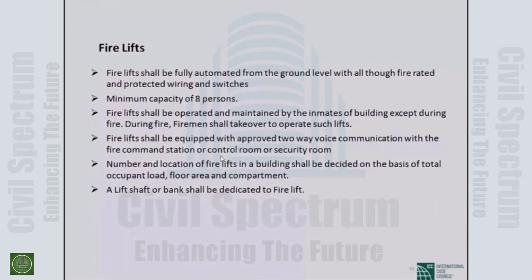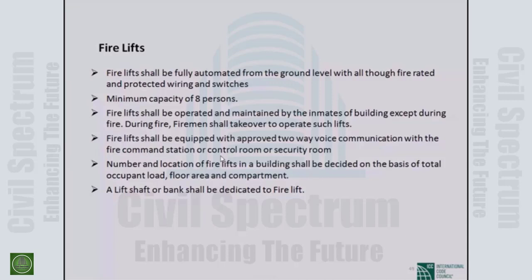Now I would like to talk something about the fire lifts. Actually, fire lift is a very deciding factor because we are now using a lot of high-rise buildings, and they cannot work without a lift. So you need to put a fire lift. If you have a lift, you must have a fire lift, because a fire lift is especially designed for use by the firemen, not for all occupancies except hospital or other occupancies.